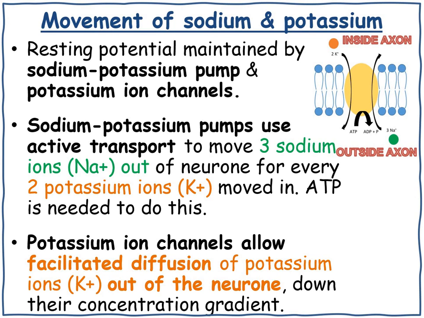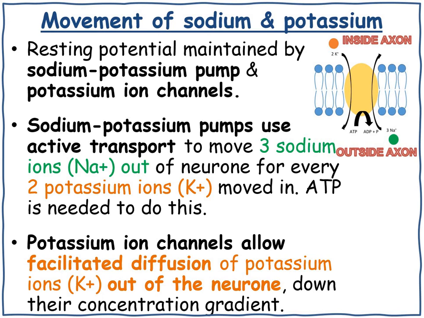So now we'll look at the movement of sodium and potassium. The resting potential is maintained by the sodium-potassium pump and potassium ion channels. The sodium-potassium pump uses active transport to move 3 sodium ions out of the cell for every 2 potassium ions it moves in. And ATP is needed to do this.